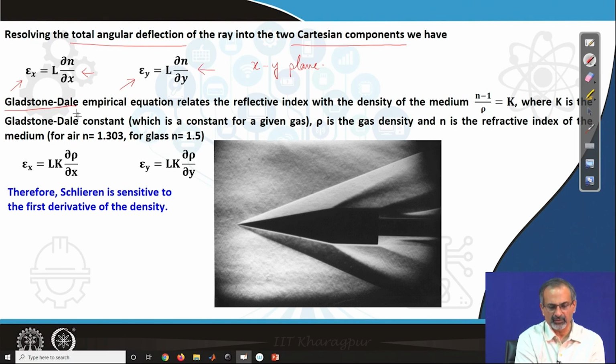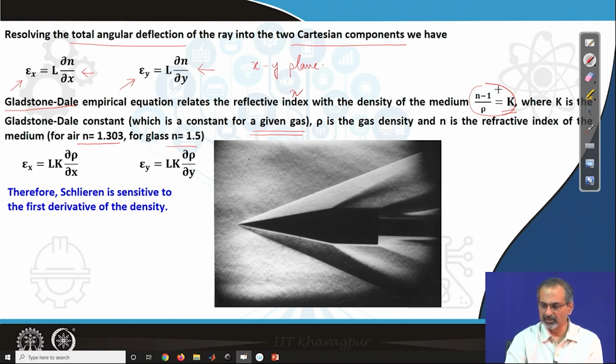Now, we have a very important empirical equation called the Gladstone-Dale equation, which relates the refractive index n with the density of the medium rho, where k is the Gladstone-Dale constant, which is a constant for a given gas. Of course, rho is the gas density and n is the refractive index of the medium. Incidentally, for air, n is 1.303, for glass it is 1.5. So, this is a very important equation which will now help us to represent epsilon x, epsilon y in terms of gradient of density.